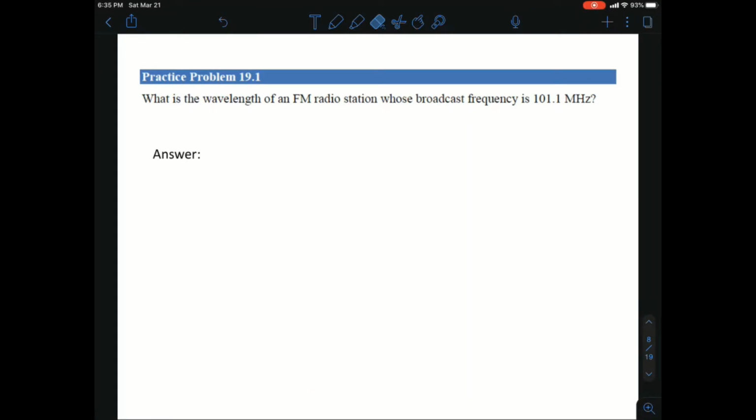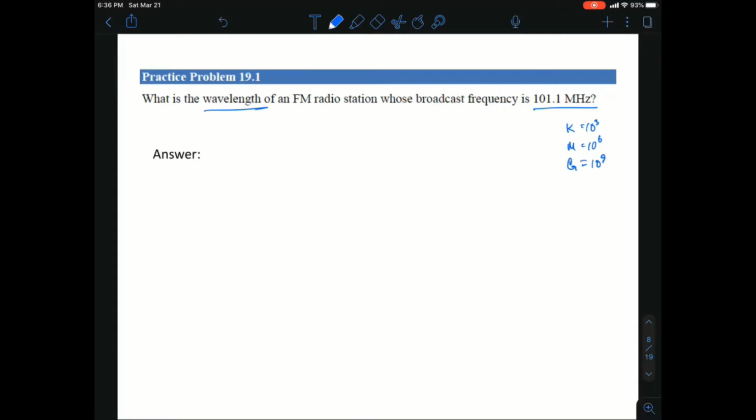So we see practice problem 19.1 here, and what they're trying to do is get us to figure out what the wavelength is for this radio station when it has this frequency of 101.1 megahertz. So you're going to want to get comfortable with the terms kilo, mega, and giga, this being 10 to the 9th, this being 10 to the 6th, and obviously 10 to the 3rd. We're going to use those pretty frequently and throughout this section of the course. So go ahead and pause the video, work that problem using those equations from the previous slide, and when you're ready, come back and we'll work through it.